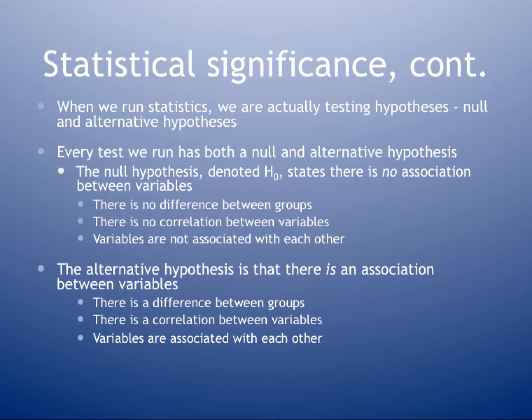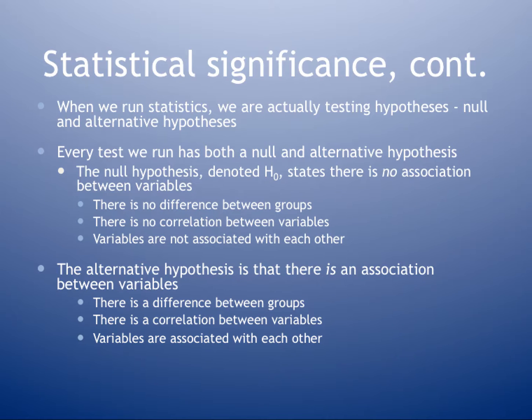The alternative hypothesis, on the other hand, is that there is an association between them, or there is a difference between groups, or there is a correlation, there is something there. It's basically that the null hypothesis means there's nothing going on, and the alternative hypothesis means there is something going on, in a very basic sense. And when we run statistics, we're trying to figure out which one of those is more likely to be true.